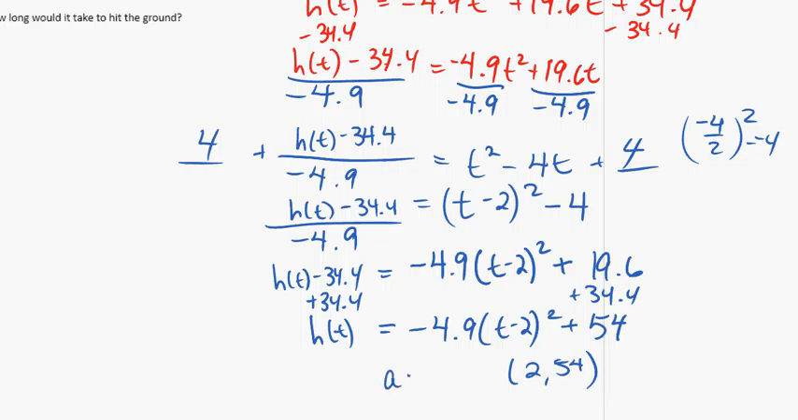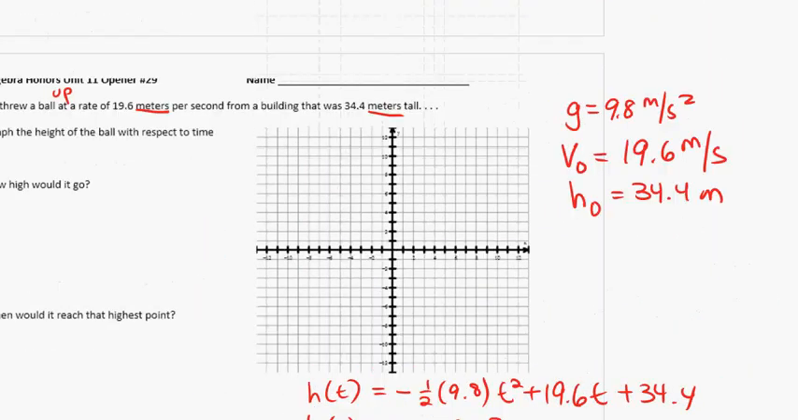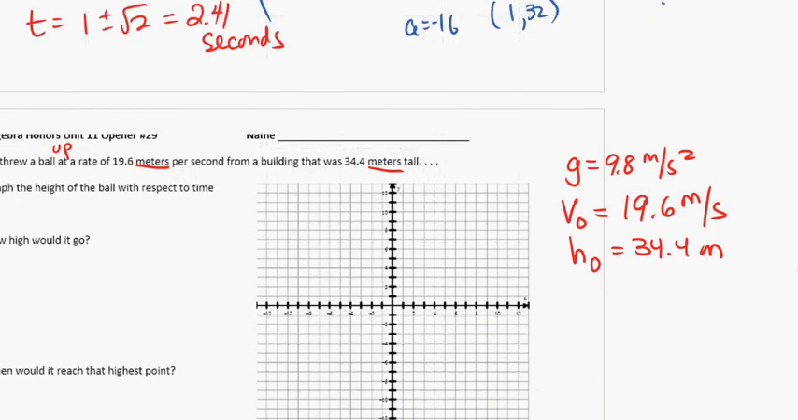and my a value is negative 4.9. So at 2, 54, again I don't have enough space here. So if I made each thing worth 5, this would be 5, 10, 15, 20, 30, 40, 50, 54 would be right here, and it'd be about at 2. So that's my vertex 2, 54. And I know it's negative.